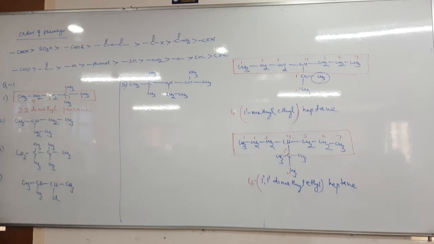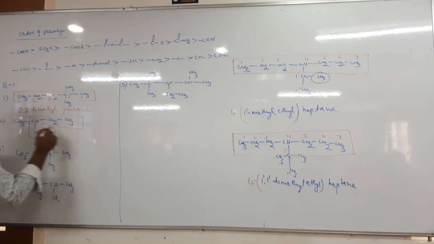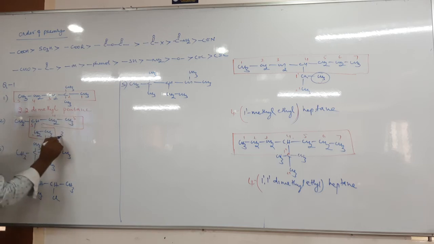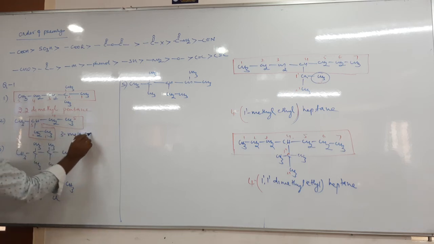Next, here, tell me. 2 ethyl. Very good. 3 methyl pentane, because 1, 2, 3, 4, and 1, 2, 3, 4, 5. The selection of the parent chain is wrong. So therefore it becomes 1, 2, 3, 4, 5. 3 methyl pentane.